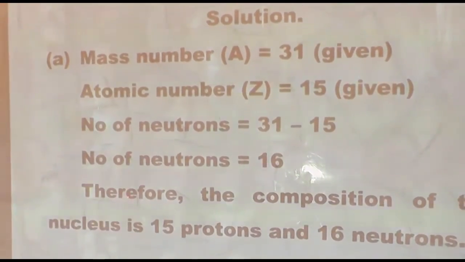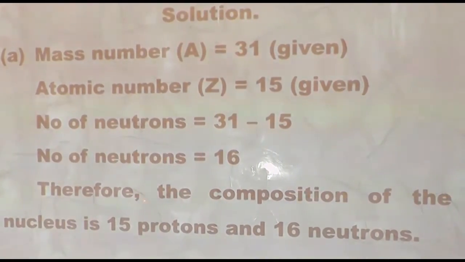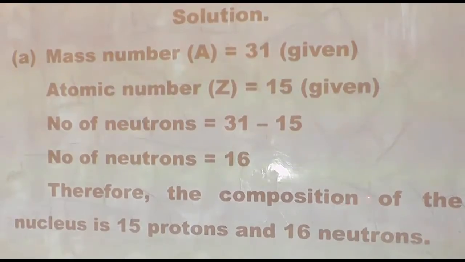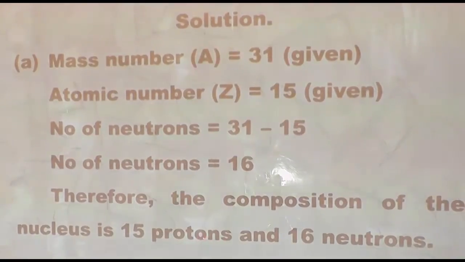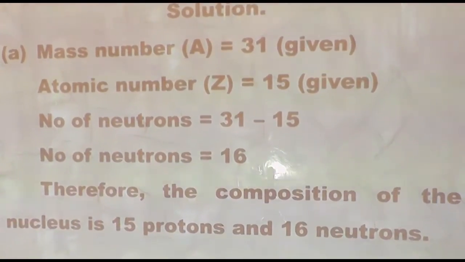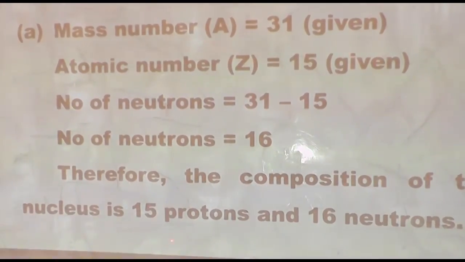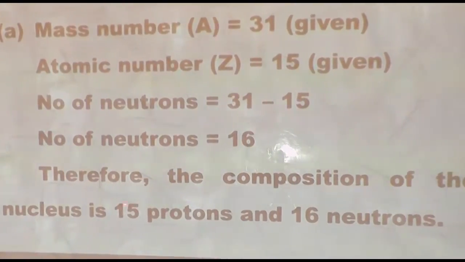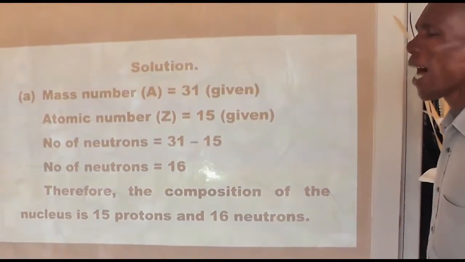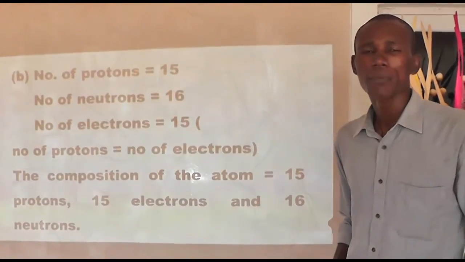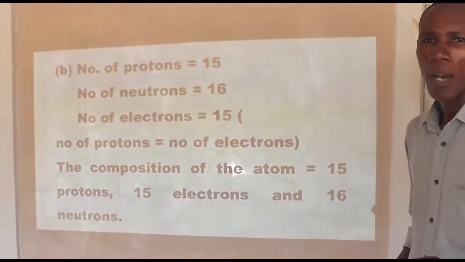Therefore, to answer that question, what is the composition of the nucleus of that atom? The composition of the nucleus of the atom is 15 protons and 16 neutrons. Sum up the protons and the neutrons to give you 31 as the atomic mass. 15 protons and 16 neutrons. To answer the second part of the question, B, the composition of the nucleus of that atom, we have done that.